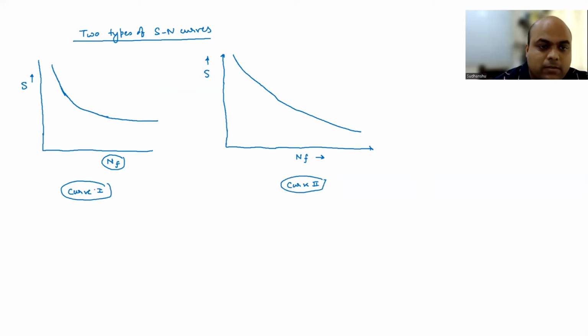This particular curve, the curve 1, right? We typically get it for BCC steels and titanium alloys. And curve 2 is for FCC metals and alloys. For example, aluminum alloys, magnesium alloys.